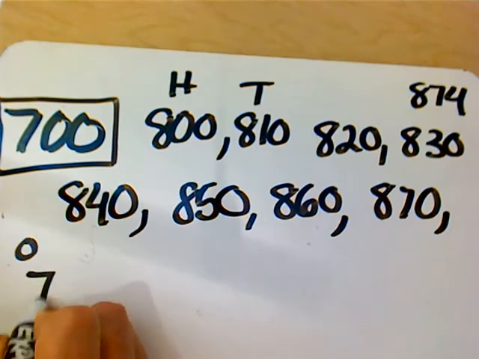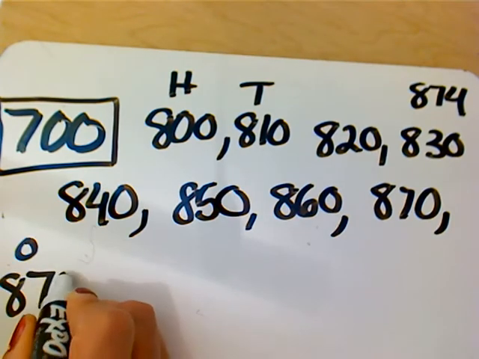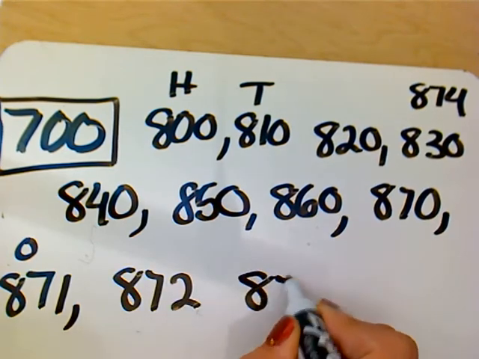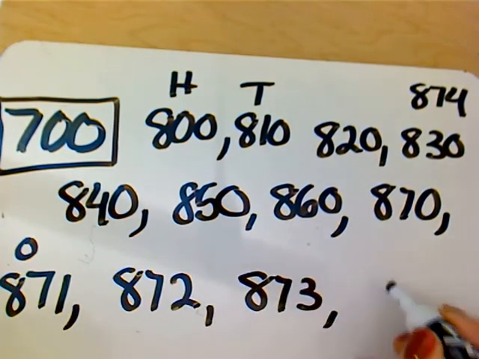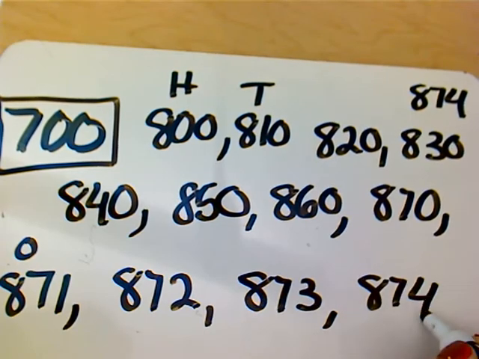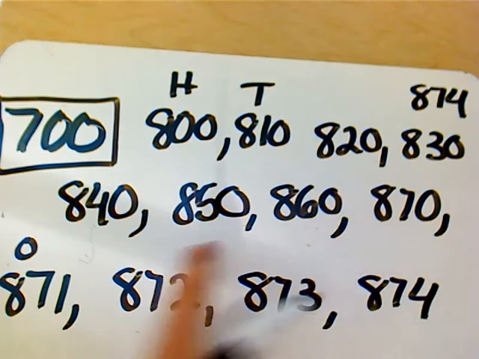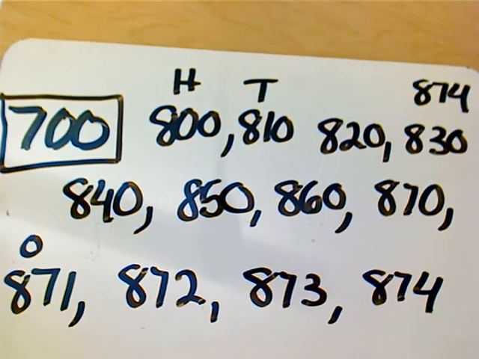So that would be 871, 872, 873, and finally 874. So I had to do one group of 100, several groups of 10, and several groups of 1.